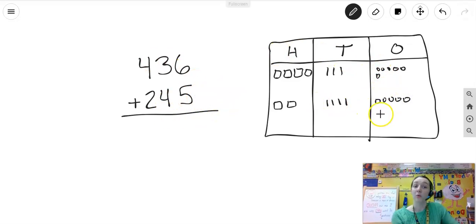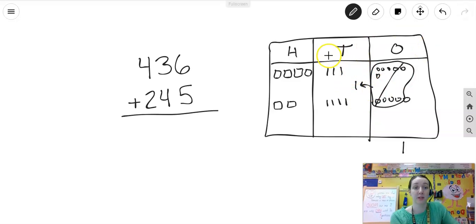Okay, so starting with my ones, I have 1, 2, 3, 4, 5, 6, 7, 8, 9, 10. I'm going to go ahead and circle that because I know that's a group of 10. All right, I'm going to cross it out, and I'm going to move it over here to become a stick. So I've ended up with 1, 1.